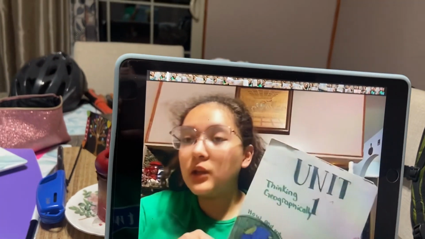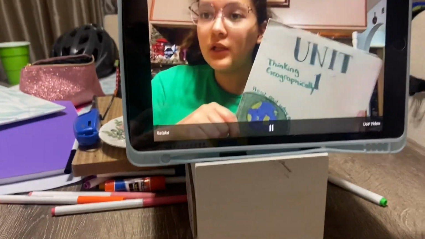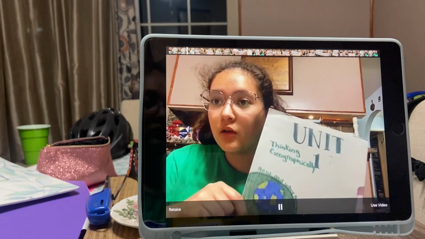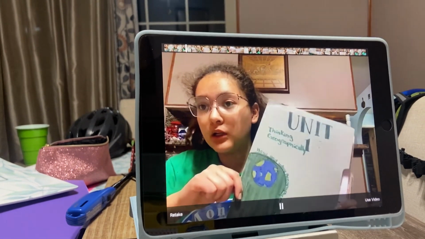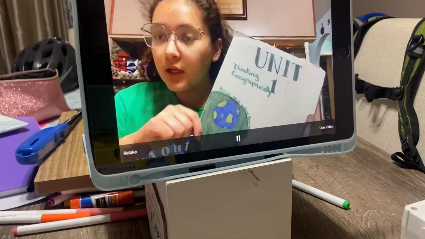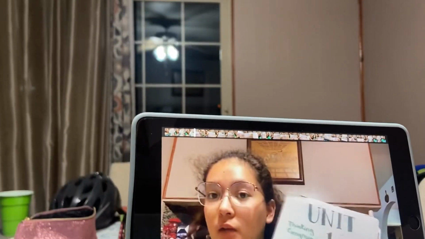This unit was mainly about what tools geographers use, how we use them, and how they will relate to one another in later units, and how they will be important in later units, like absolute location, the scales of analysis, spatial concepts, and distance decay.